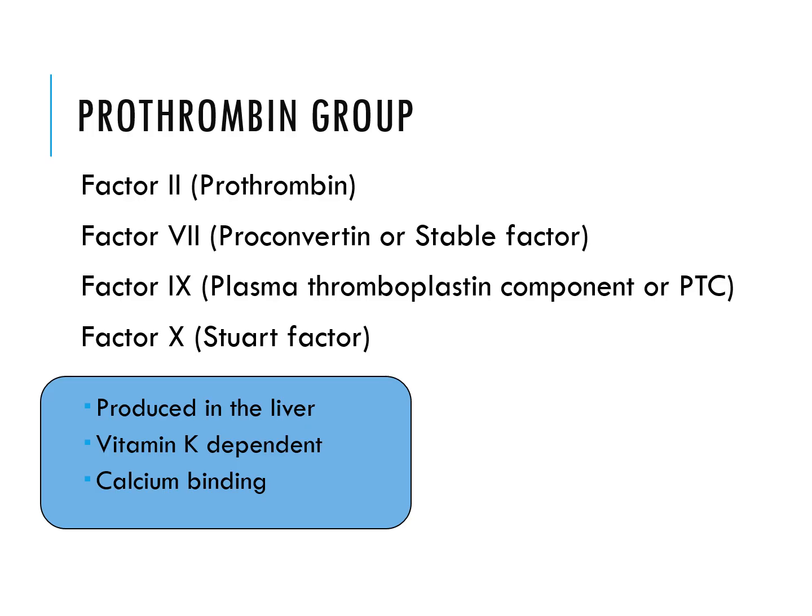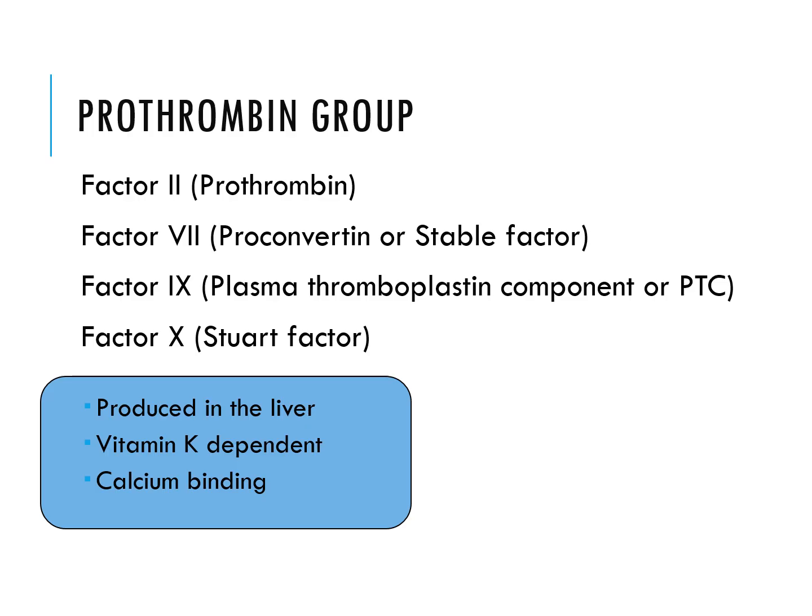Let's discuss the prothrombin group. Again, factor 2, which can be called prothrombin. Factor 7 is sometimes called proconvertin or stable factor. Factor 9 is sometimes called plasma thromboplastin component or PTC. Now, factor 9 has a few other names as well. Sometimes we call it hemophilia B. Other times it's called Christmas disease. And once we get a little deeper into this unit, we'll talk about some of the other nomenclatures for each of these factors. Factor 10 is called the Stewart factor as well.